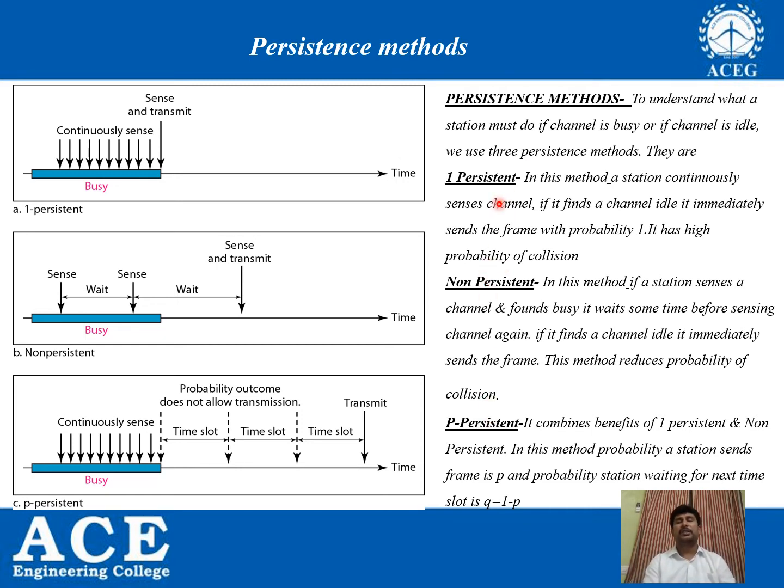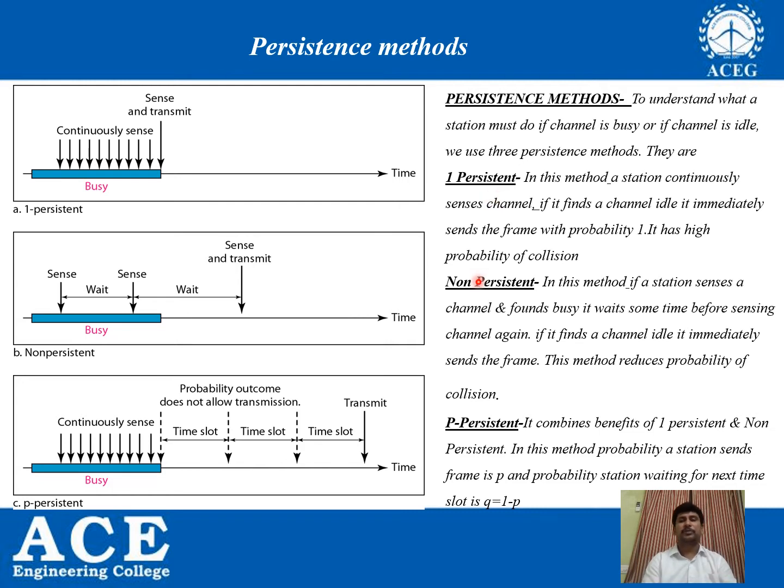Let us first look at single persistent. In single persistent CSMA, a station continuously senses the channel. If it finds the channel idle, it immediately sends the frame with a probability of 1. It has a high probability of collision. So the station continuously senses the channel, and as soon as it finds the channel idle, it immediately transmits. Once you sense the channel idle, you transmit with a probability of 1. You refer to it as single persistent.